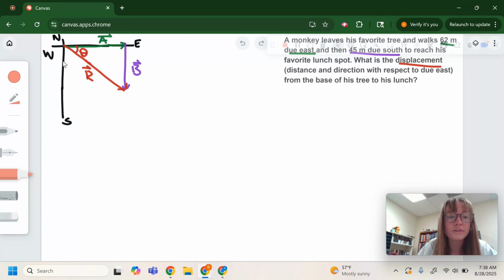Do you see, if I started over here and tried to carve out this angle, I'd be starting on my south axis and carving towards R. And so that is not with respect to due east. It's not even touching the east axis over here. And so this is the little angle that we want to go with.